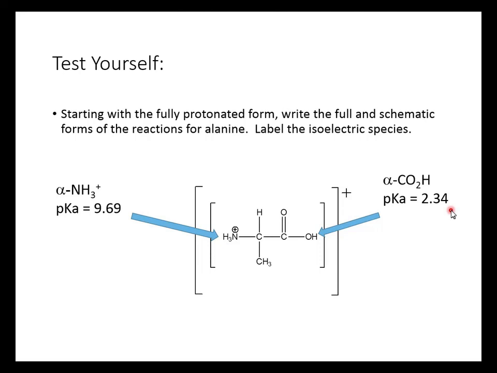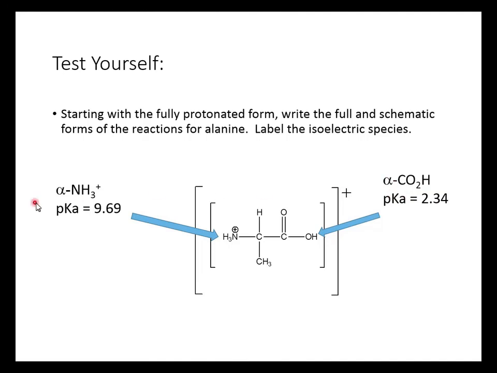So now I would like you to test yourself again, starting with the fully protonated form that you just drew for alanine. Write the full reactions, so react this with water, and write the schematic reactions for alanine. And I'd like you to try to label the isoelectric species. The isoelectric species is just a fancy word for the species that doesn't have a charge. You will need a couple of pieces of information. The alpha ammonium ion, the pKa for that proton is 9.69, and the alpha carboxylic acid's pKa is 2.34.